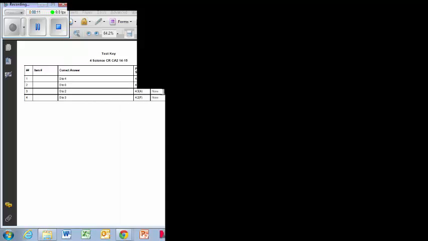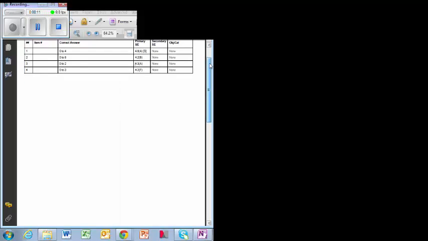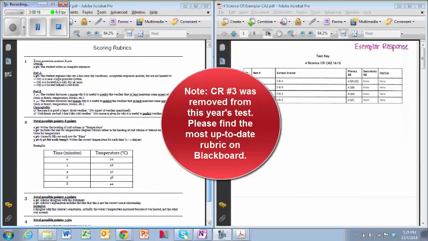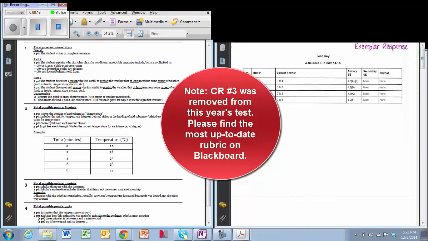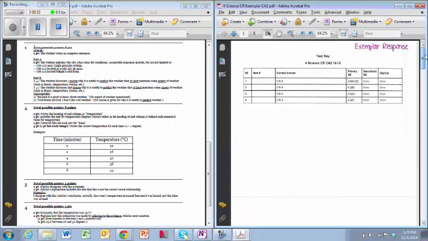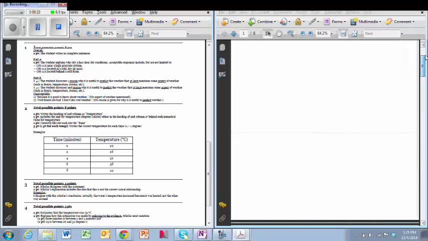If you look at the screen here, over to the left hand side is a blank copy of the test key and the rubric. So I'll bring down the rubric so that we have it to look at on this side, and then on the other side I have the exemplar response that is written on and graded to show you.